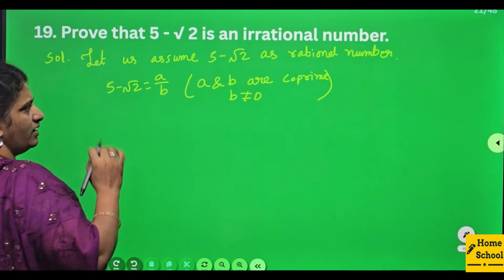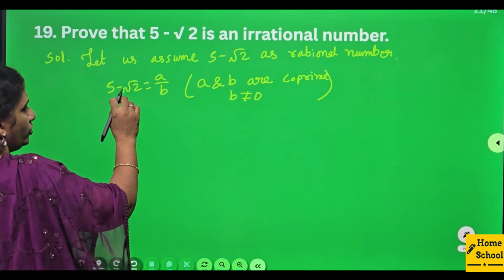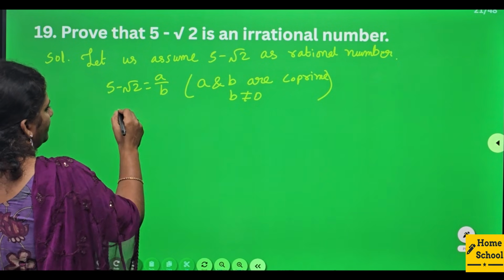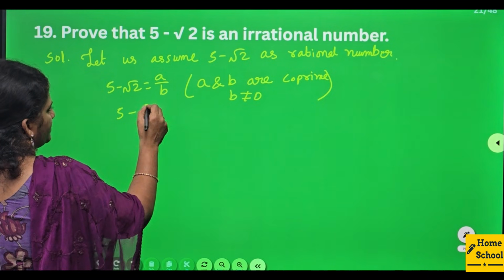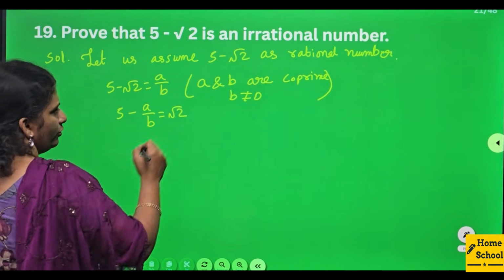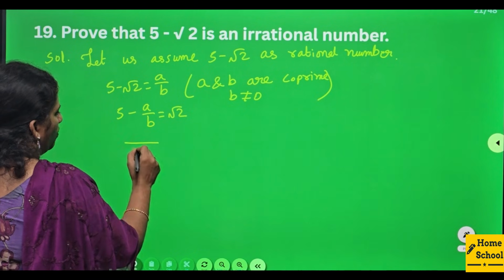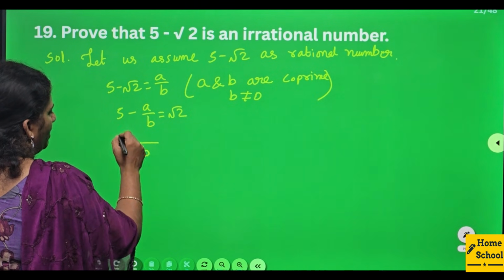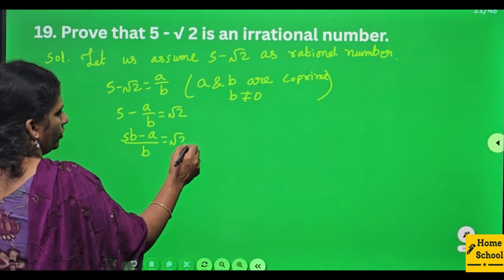So observe the root value, root 2 is negative, right? So root 2 you transpose to the other side and bring a by b to this side. Plus a by b comes this side, minus a by b is equal to root 2. Do LCM. 1 and b LCM is b, multiply b here, 5b minus a by b equal to root 2.